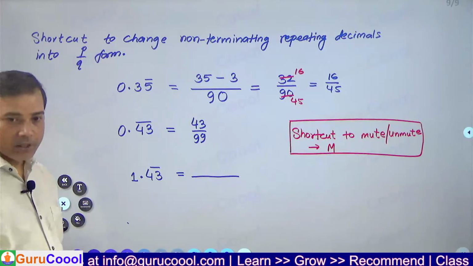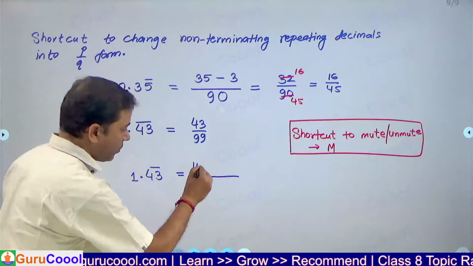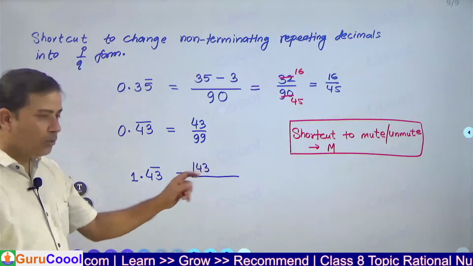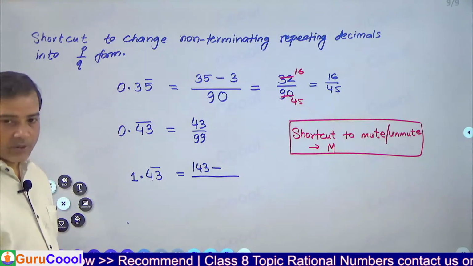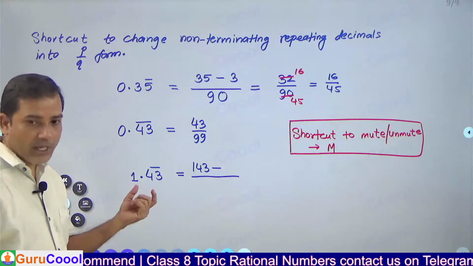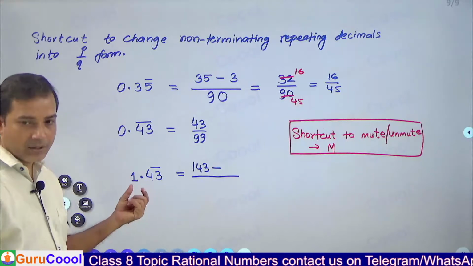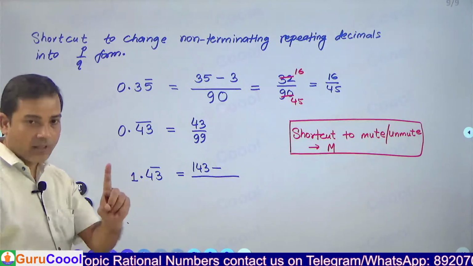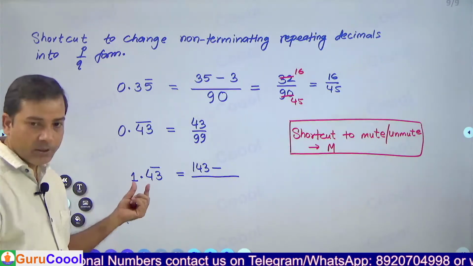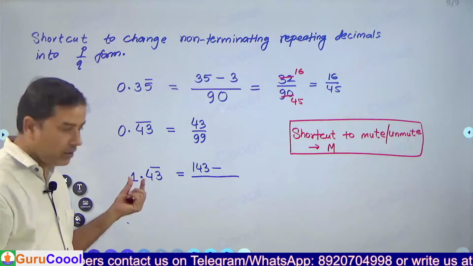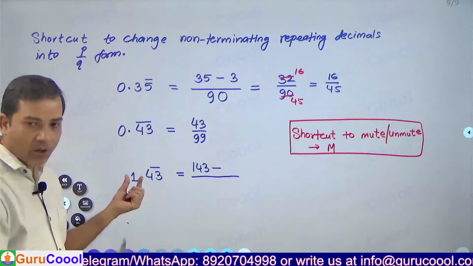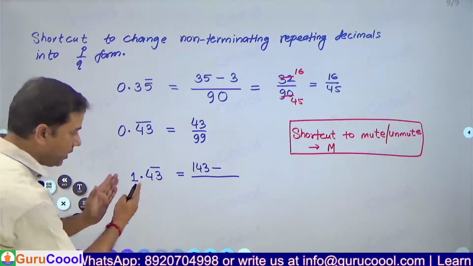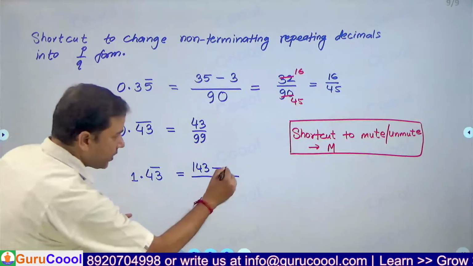So 143, correct. And what to subtract? 100 minus 190. Subtract those digits. Oh, nothing. Subtract 1. Yes. Write all the digits here without bar sign. Only 1 is there without bar sign. So 1.